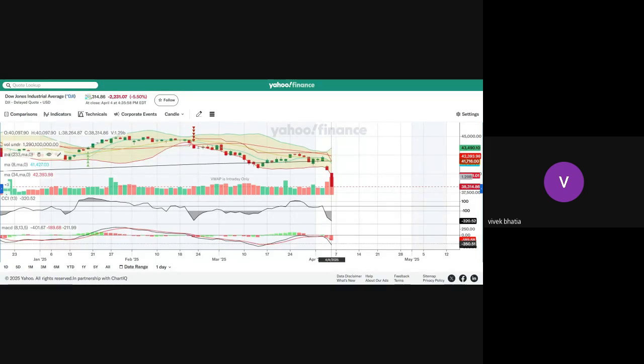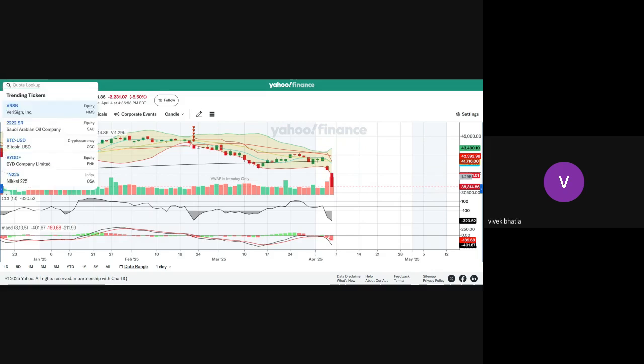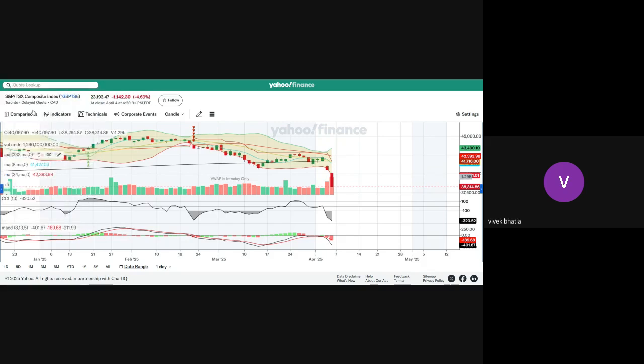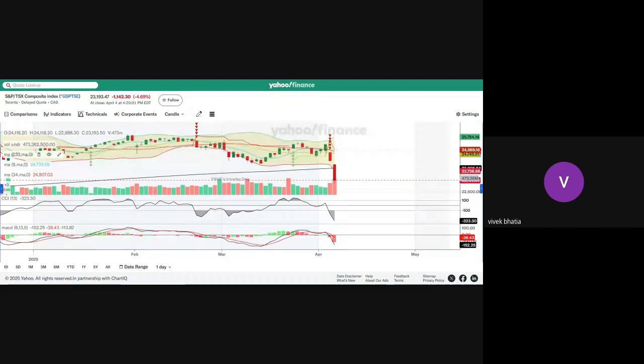Guys, we can make it interactive by you unmuting and asking questions whenever you have a doubt. But Dow Jones is clearly moving down, and that is happening on practically every index globally. Now, if you want to change the index, we can take TSX or Nasdaq with this. Aditya, again start with the quarterly chart and then we'll go up.